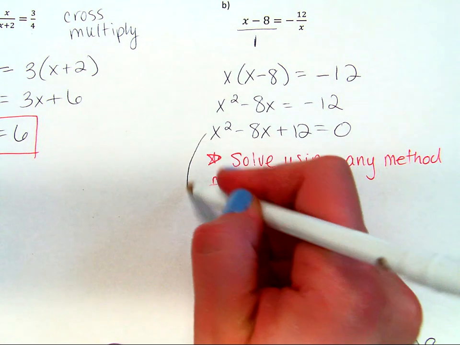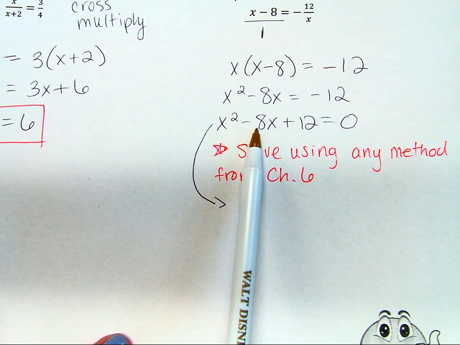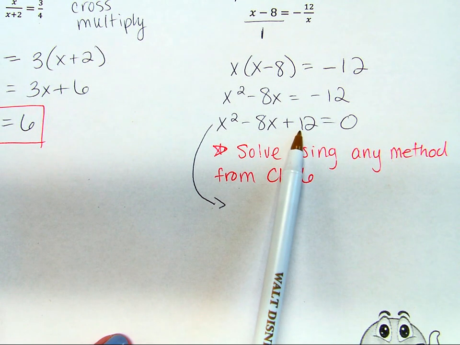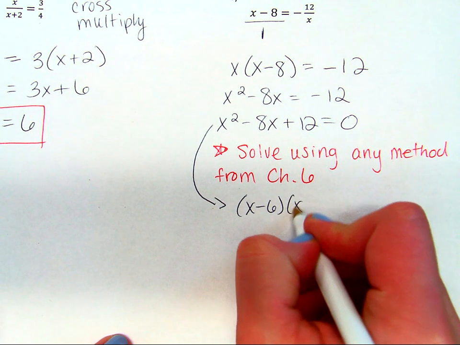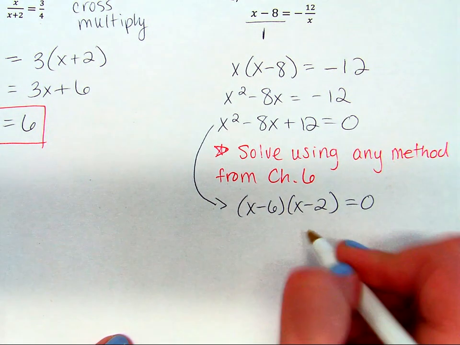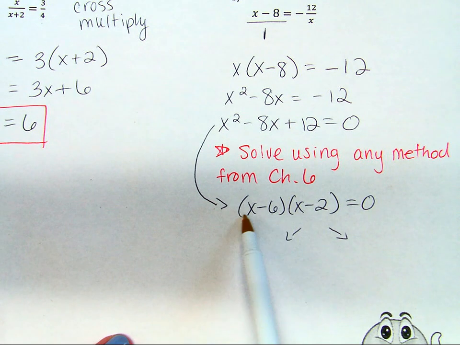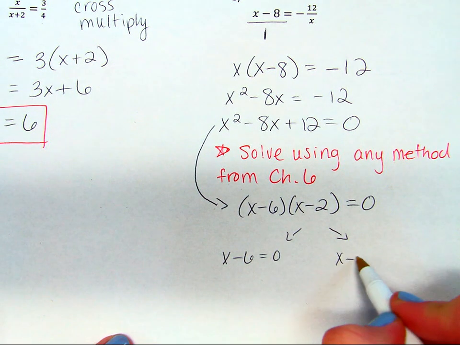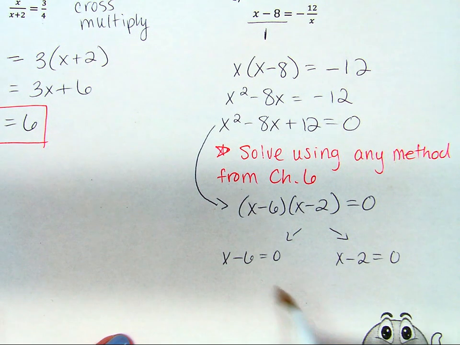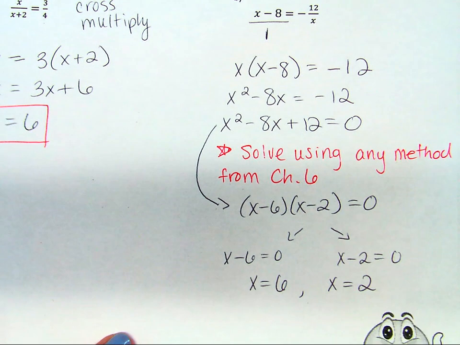If I try to factor this, I want to come up with two numbers that add up to negative 8 and multiply to give me 12. That's negative 6 and negative 2. Now when I go to solve this, I need to set up two equations. Either this factor could be 0 or this one could be 0 to make this true. So I'm going to say x minus 6 equals 0, x minus 2 equals 0. That's going to give me two solutions, x equals 6 and x equals 2.